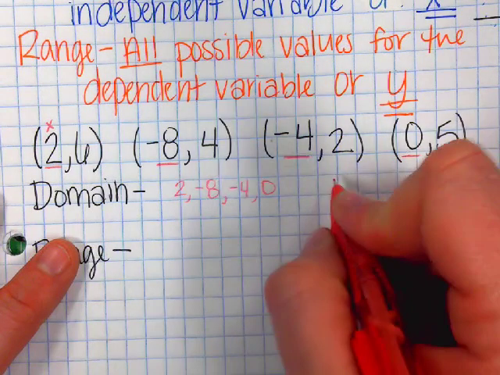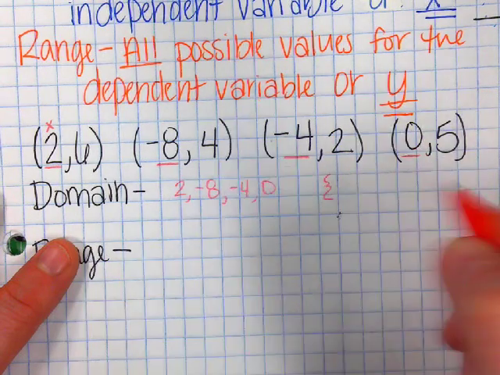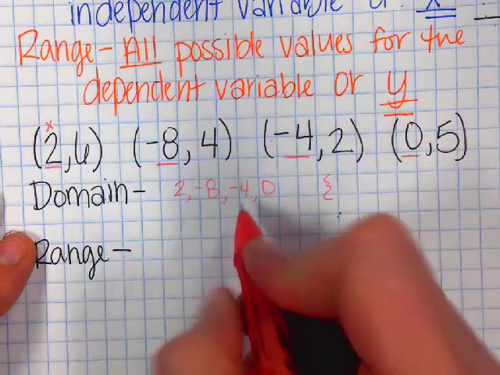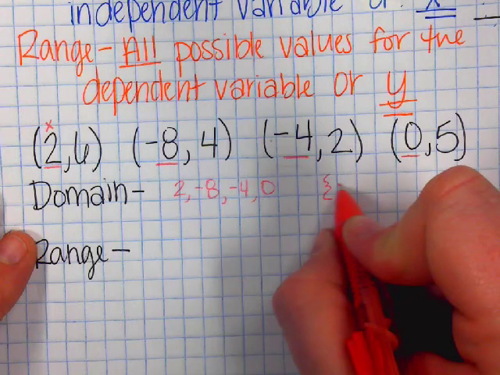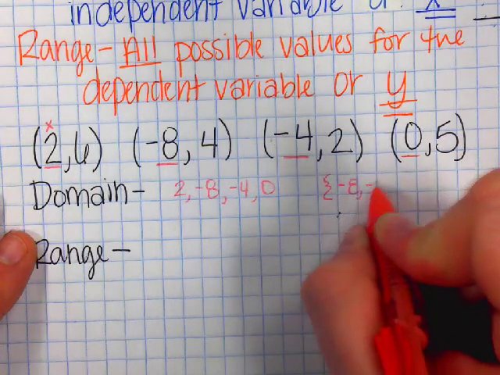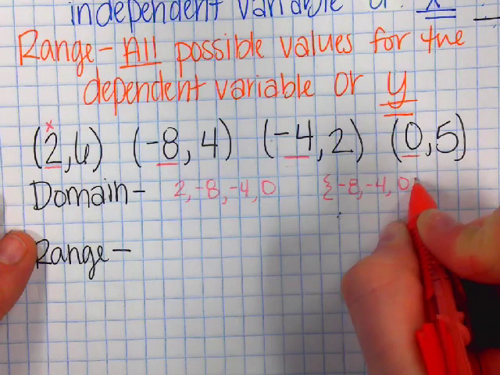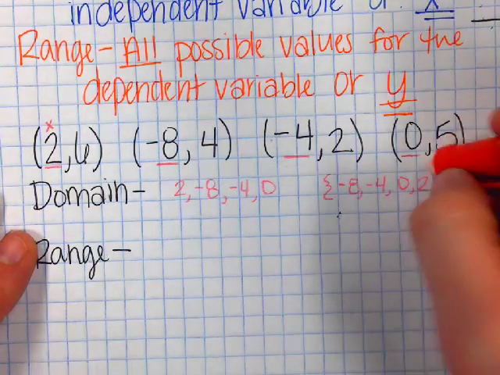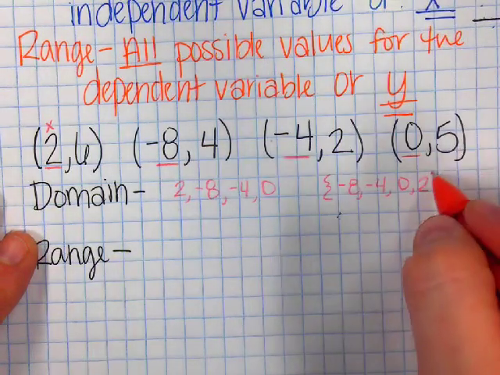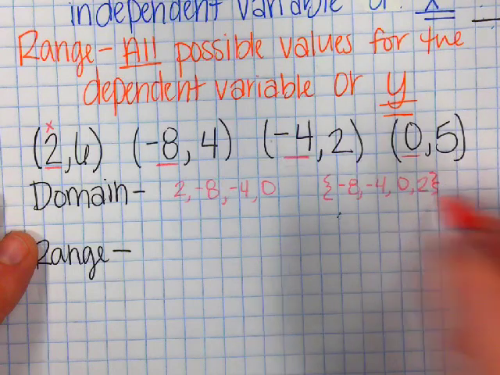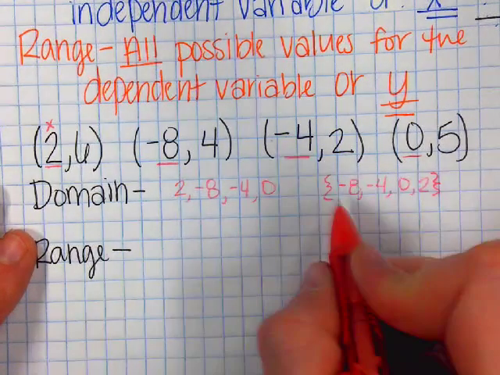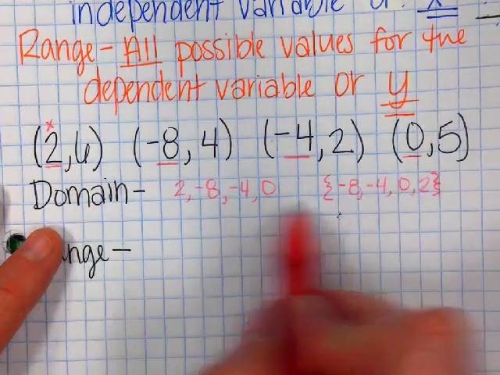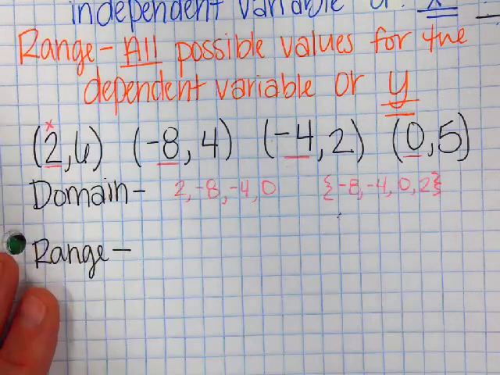Or the correct order to write this, and you always put it in little brackets. I know those are hard to write. So you want the smallest number first, so it would be -8, comma, -4, comma, 0, comma, 2. Those are the values for x in this situation.